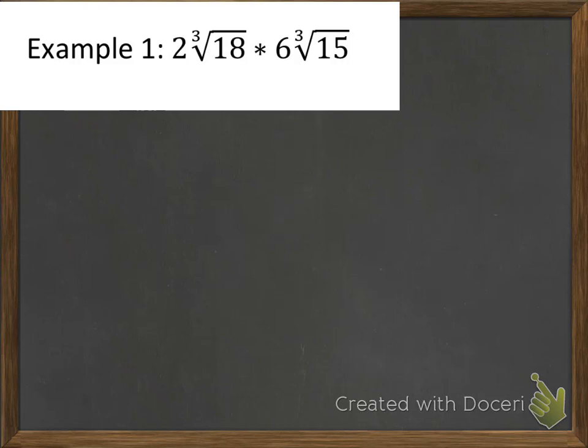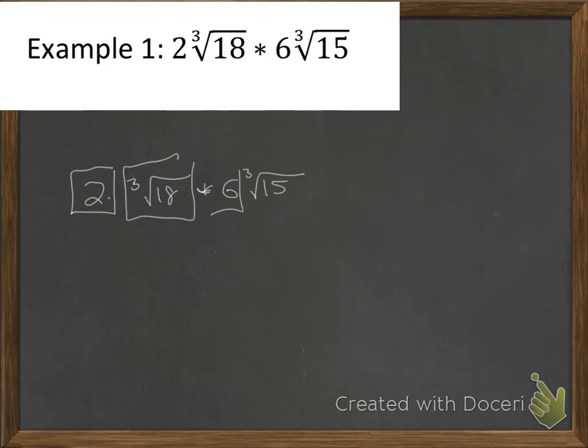Alright, let's look at the first example. So we have 2 times the cubed root of 18 times 6 times the cubed root of 15. I want to draw your attention to the fact that all four of these things, the 2, the cubed root of 18, the 6, and the cubed root of 15, are all attached through the same operation, and that operation is multiplication. And multiplication is commutative, right?